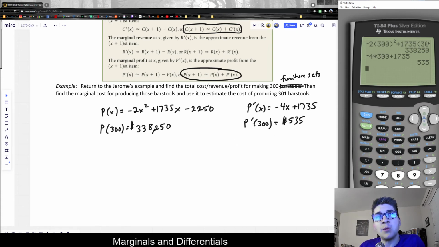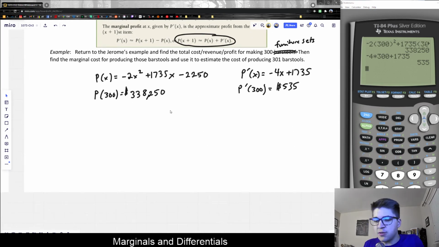We found the maximum to occur at 434, I believe it was. So we'd expect it to be positive, looking at the graph up until the point at which we have our max. But anyways, using all of this information, if we add those two things together, we could get the approximate profit of 301. Because the approximate value at x plus 1 is approximately the value at x plus the derivative, or in this case, the profitability of producing 301 is approximately equal to the profitability of producing 300 plus the derivative at 300.